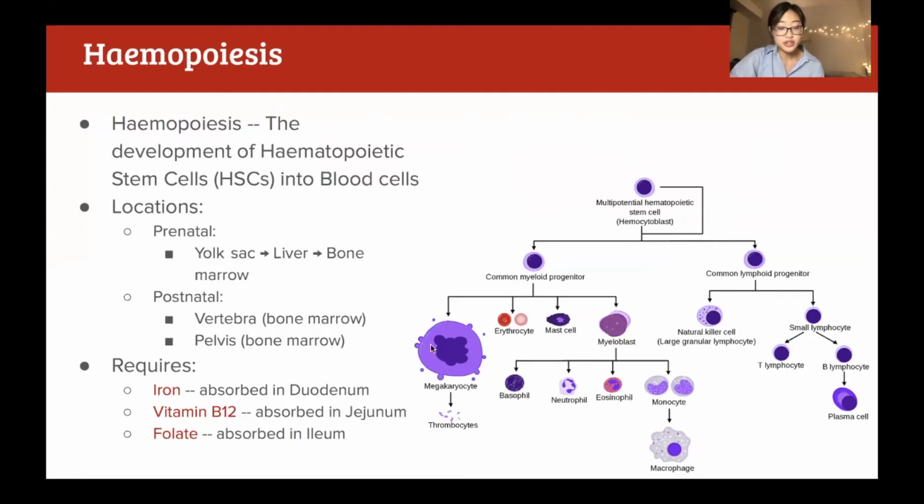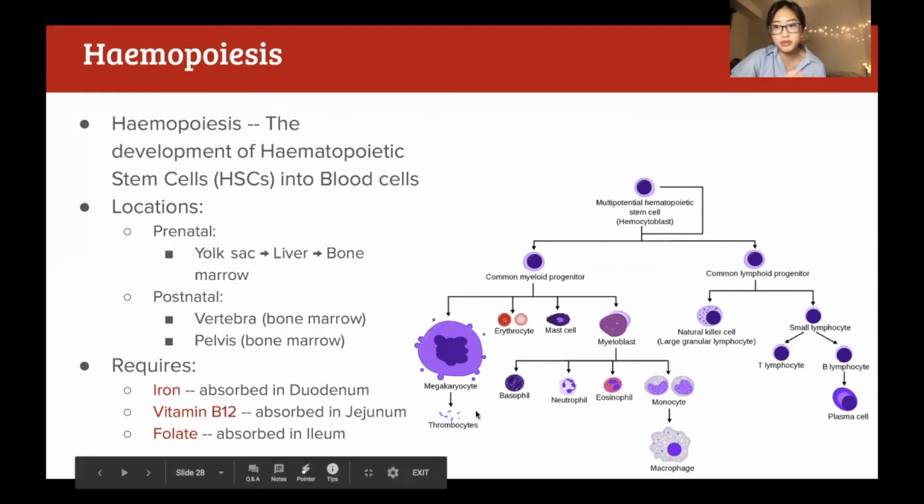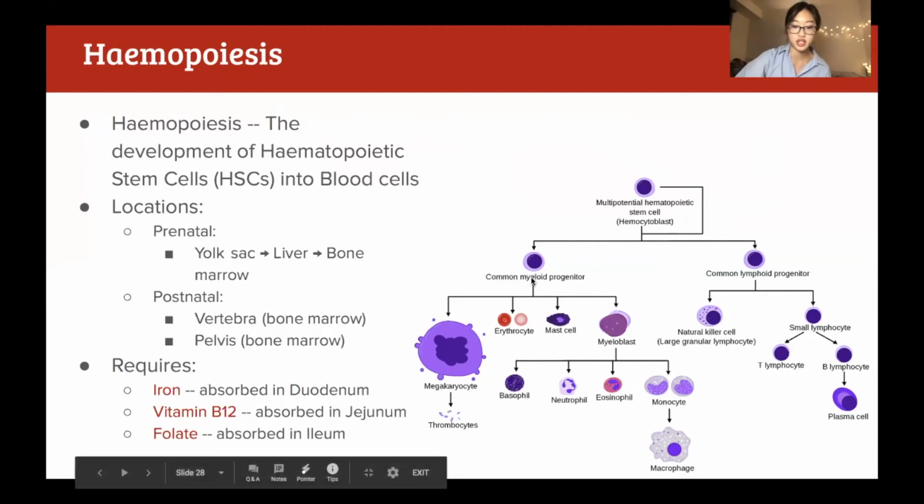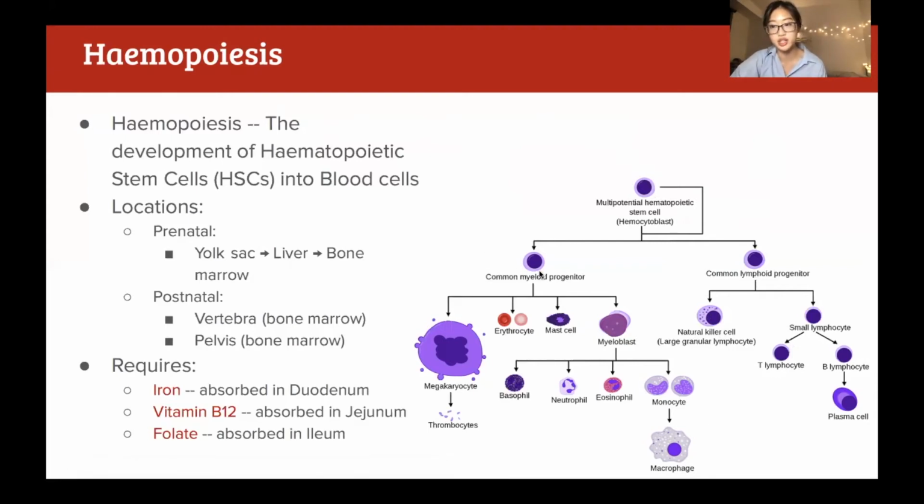Okay, and also we have thrombocytes. Thrombocytes are basically platelets. They're just a different interchangeable name for platelets, so don't get too caught up with the etymology of everything. And we have our basophils, neutrophils, eosinophils, and macrophages also coming from myeloid cells.